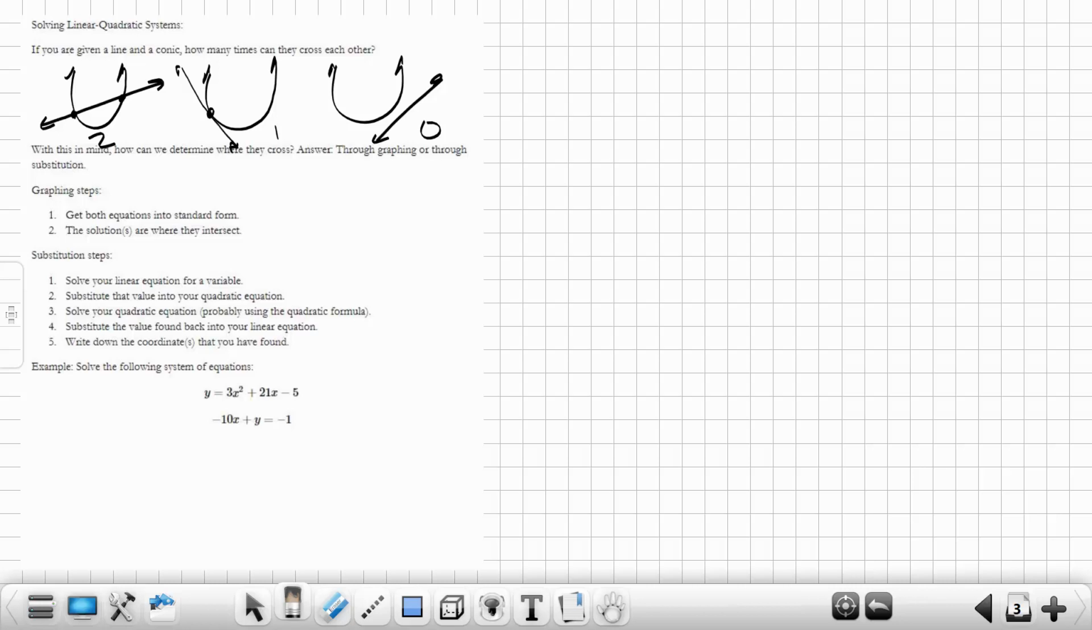So we're going to take our linear equation, and we're going to solve for a variable. What's the easiest variable to solve for on that? Y. That's a pretty choral answer. I would have called on you, Gabrielle, but people started answering. So we have negative 10x plus y equals negative 1. Gabrielle, go ahead and solve for y for me on that. Or you can add 10x to both sides. I'll go with the easier way.